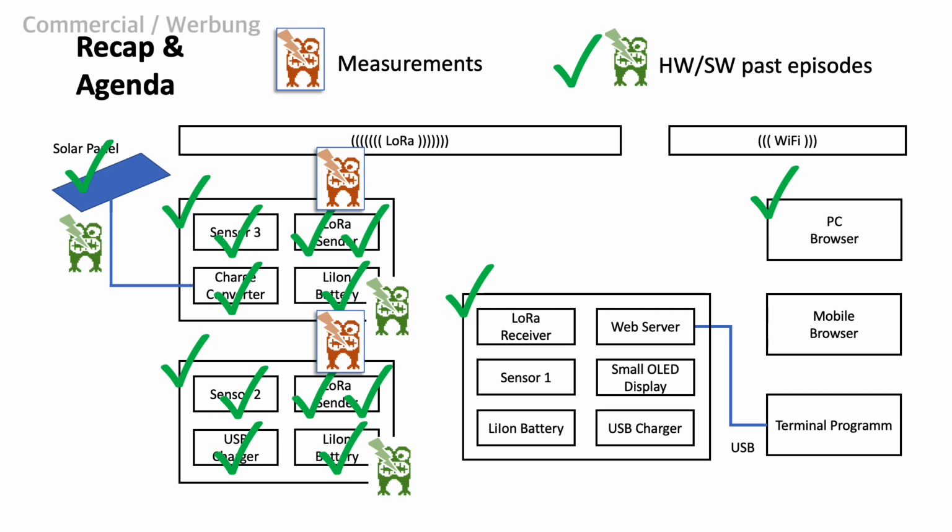We covered already a number of interesting topics in our little project. In our overview here, the green check marks indicate the covered hardware and software, and the green monsters indicate where we have made interesting experience and measurements. In case you are interested, please go back to the earlier episodes where this is explained in detail. The red monsters indicate the LoRa measurements that we will carry out in this episode.